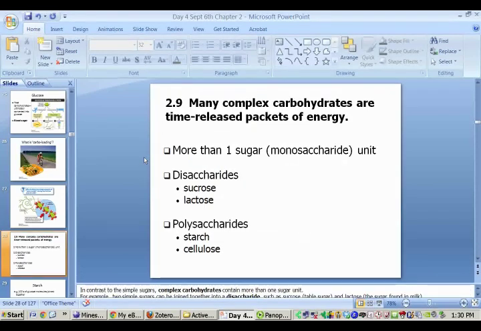Many complex carbohydrates are time-released packets of energy. We have sugars, sometimes called monosaccharides. If it is one sugar, it's called a monosaccharide. Disaccharides mean 2 sugars, like sucrose and lactose. Lactose you probably should recognize because it's the sugar found in milk. And then polysaccharides are these complex carbohydrates. These are our starches or our cellulose.